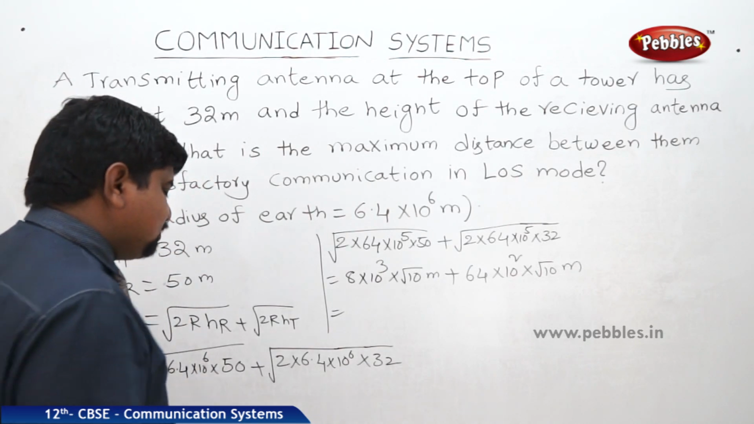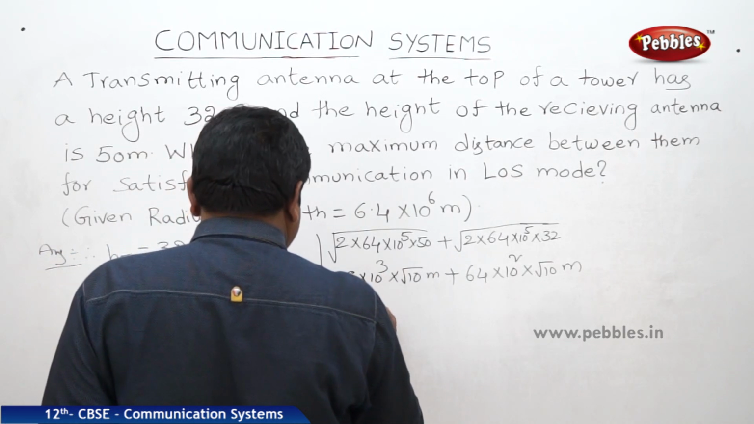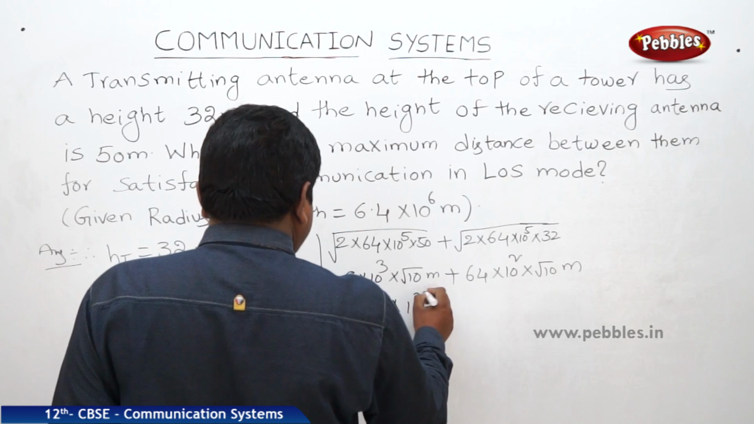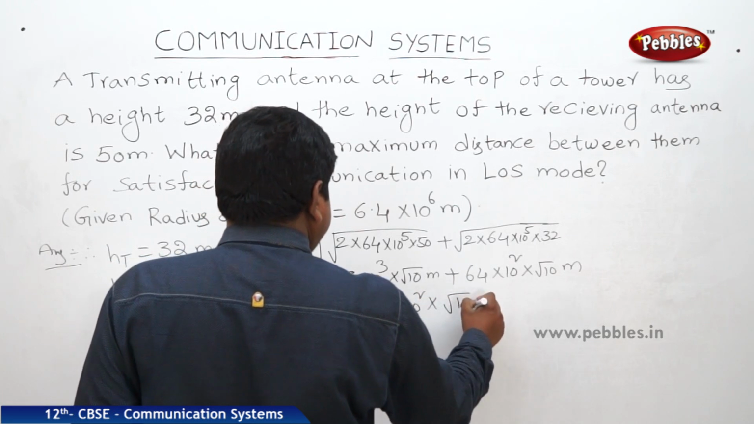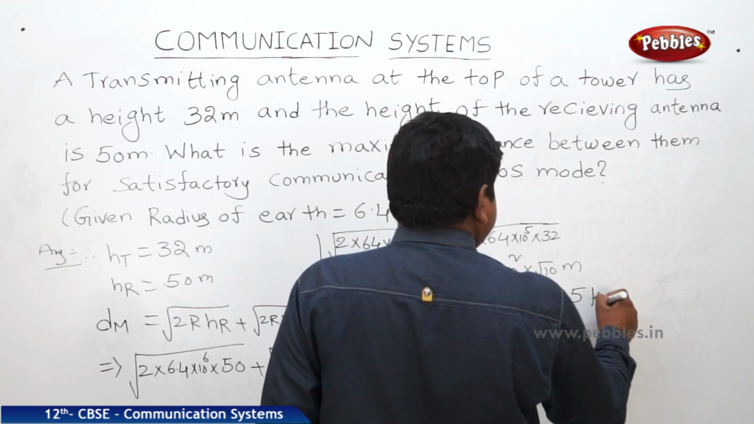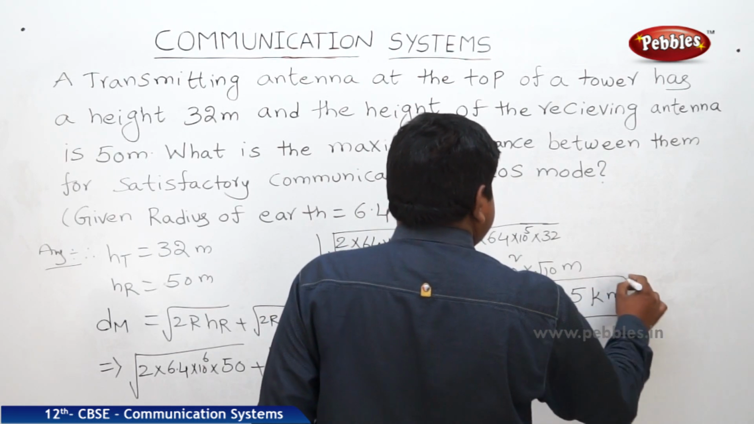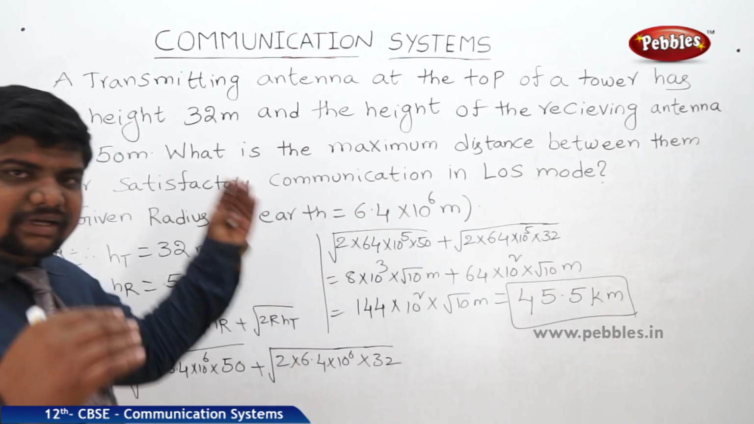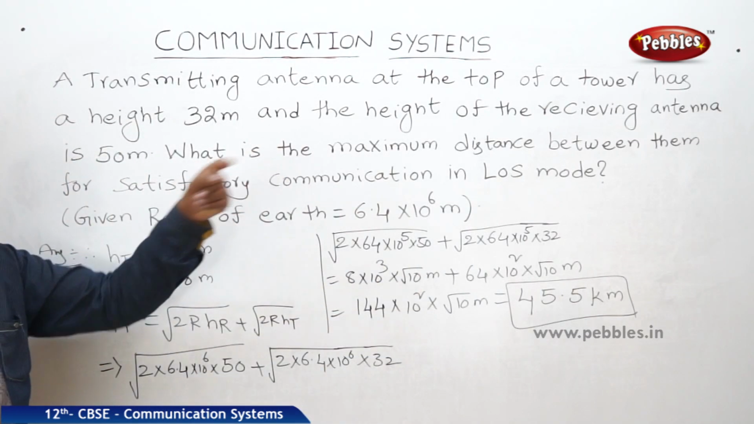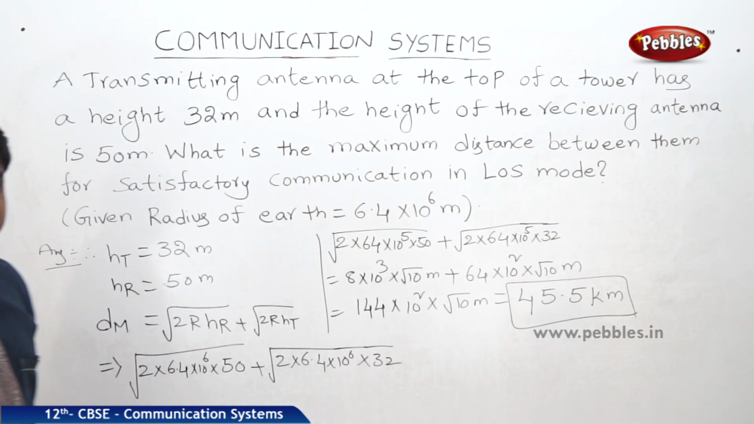So we will get approximately 45.5 kilometers. So we can get the answer 144 into 10 square into root 10 meters. This is equal to 45.5 kilometers. So this must be the height between the transmitter and the receiver to get the maximum LOS mode communication.